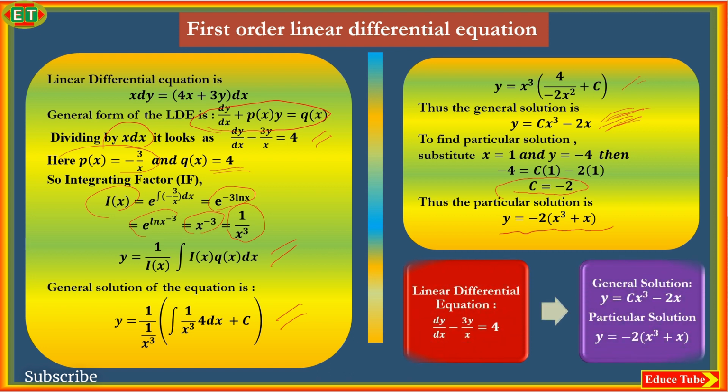And at the end, in gist I can say linear differential equation, we had dy by dx minus 3y by x equal to 4, and solving we get a general solution y equal to cx³ minus 2x, and we got particular solution as y equal to minus 2 into x³ plus x.